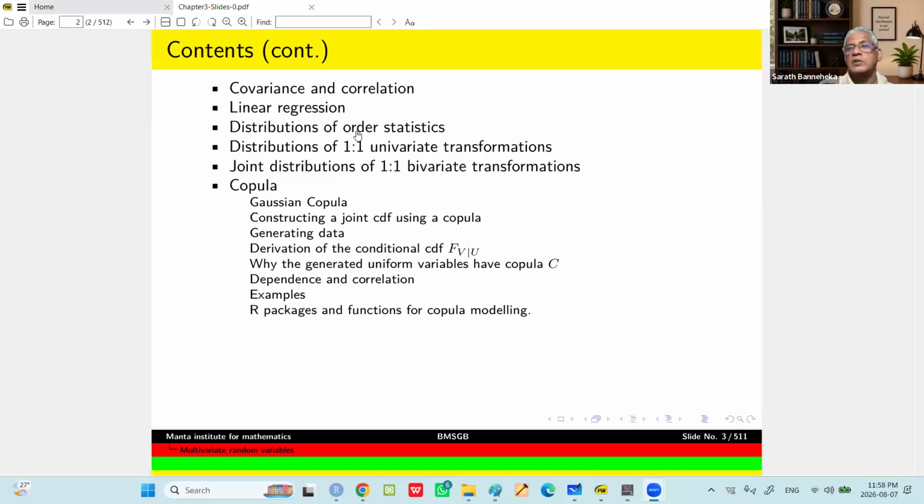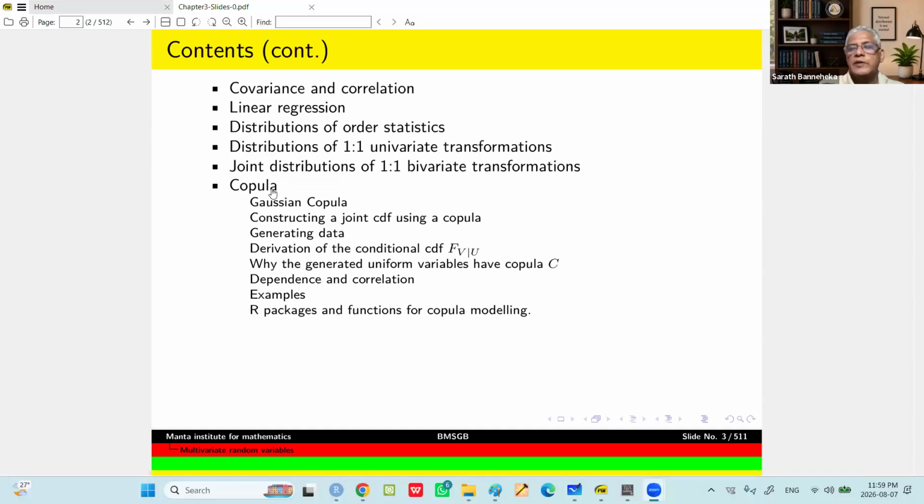I used some apps, Shiny apps, to generate the distributions of the minimum, maximum, and so on. And then today, we discussed the distributions of transformations. There we discussed univariate transformations and bivariate transformations. And then finally, we had a lengthy discussion about copulas.